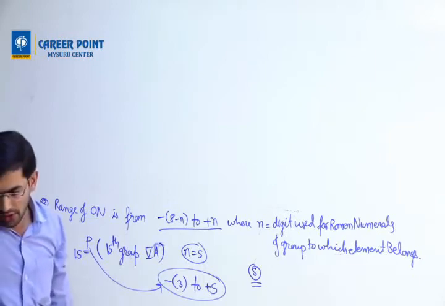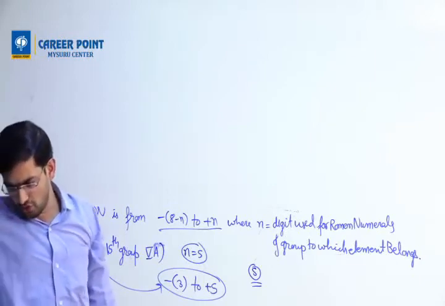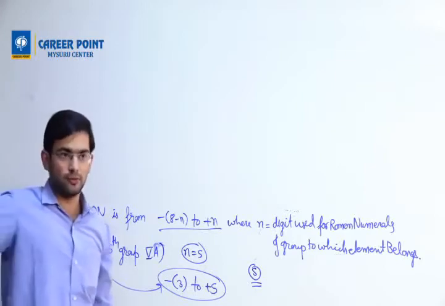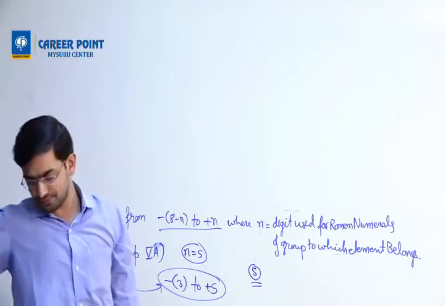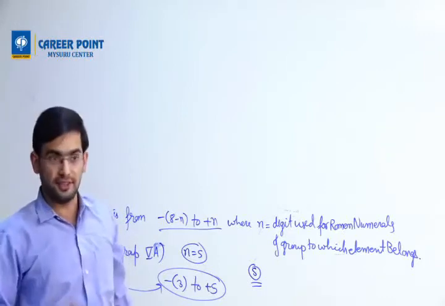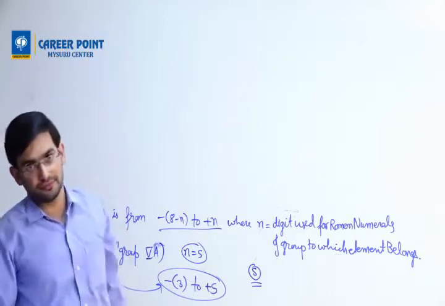To find out the Roman numerals, you should memorize the periodic table. We have to memorize the periodic table. Or if you have a periodic table, you look where phosphorus is, you go upside, then you can tell.